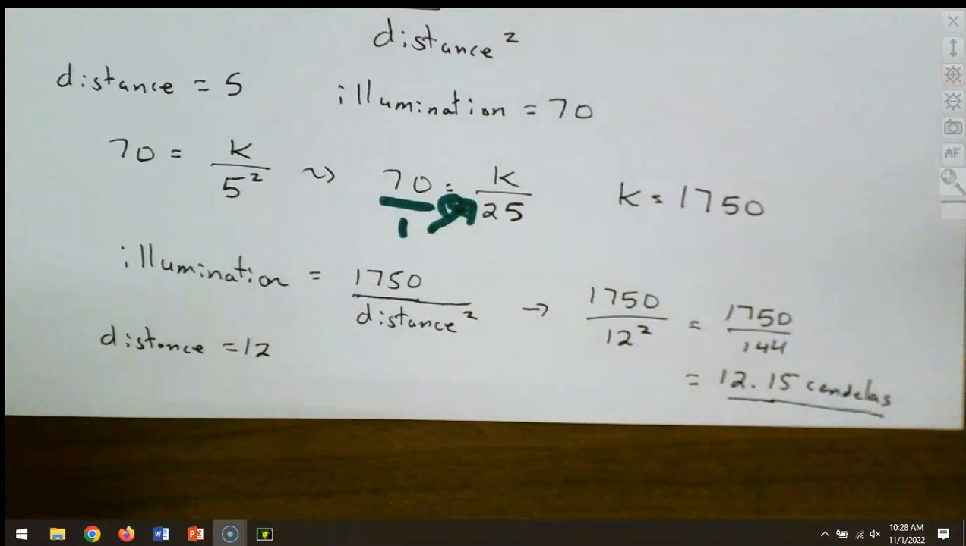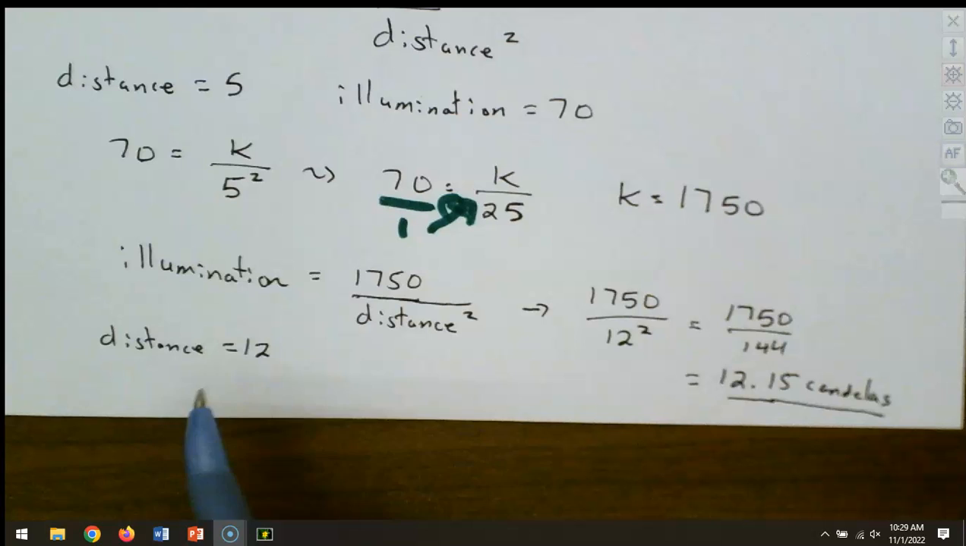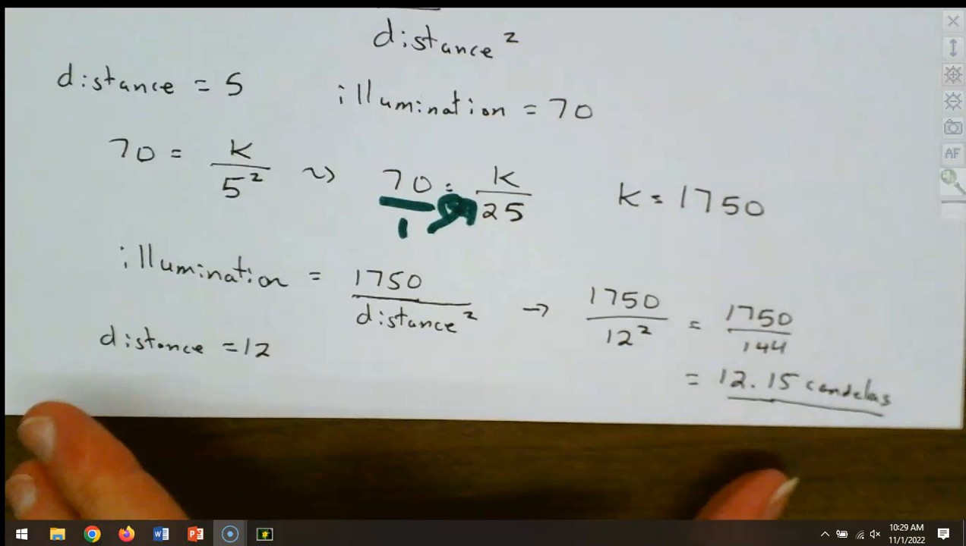They kept the fraction. We broke it down. It's the same thing, though. So we cross-multiplied. We got our answer there. Then we plugged in our distance of 12 and solved out, and we got that. So 1750, divide that by the 144. Yep, and that comes out to be that.